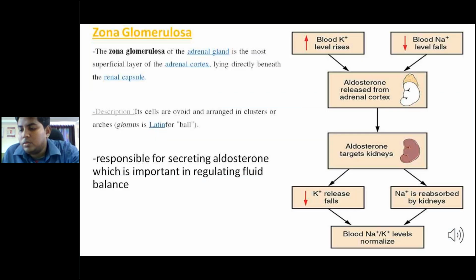Zona glomerulosa is the most superficial layer, lying directly beneath the renal capsule. Its cells are ovoid. In Latin, the word glomus means ball. So glomerulosa is responsible for secreting mineralocorticoids, namely aldosterone. So what is the function of aldosterone?